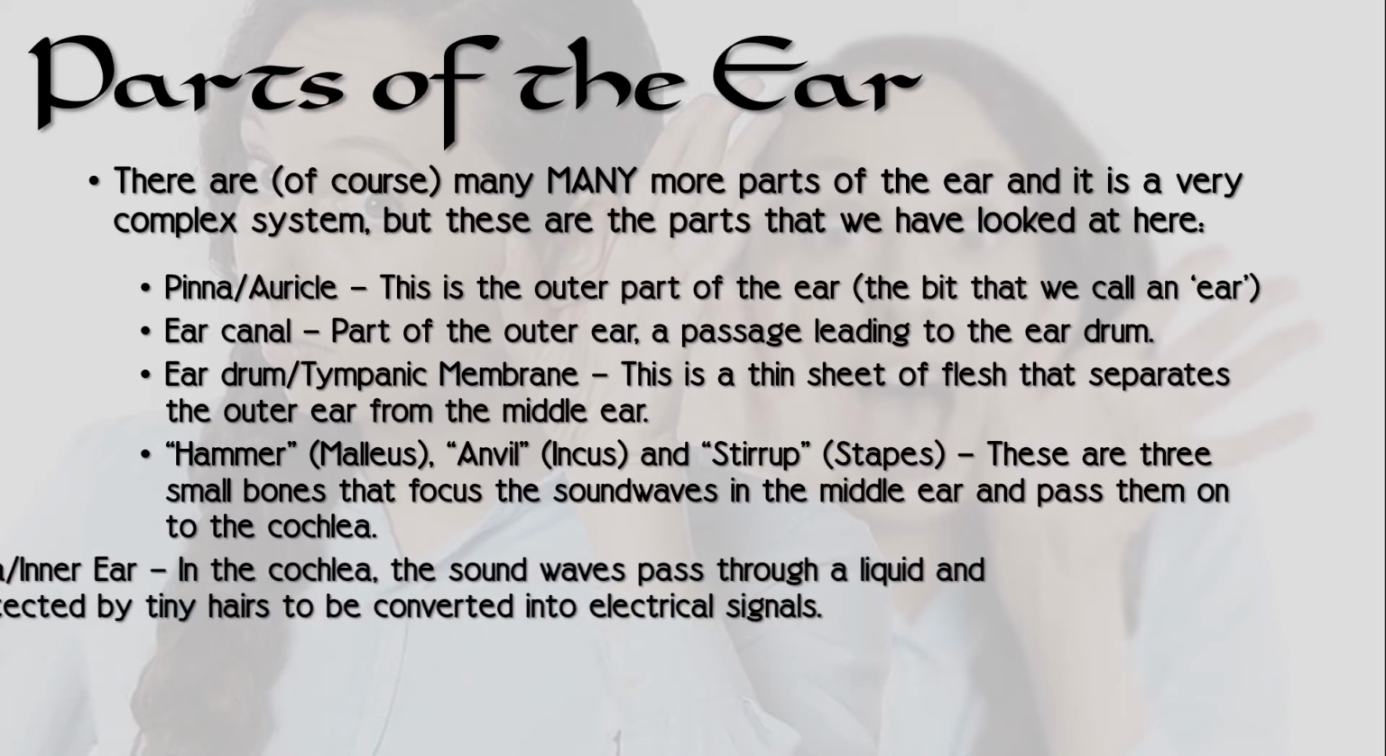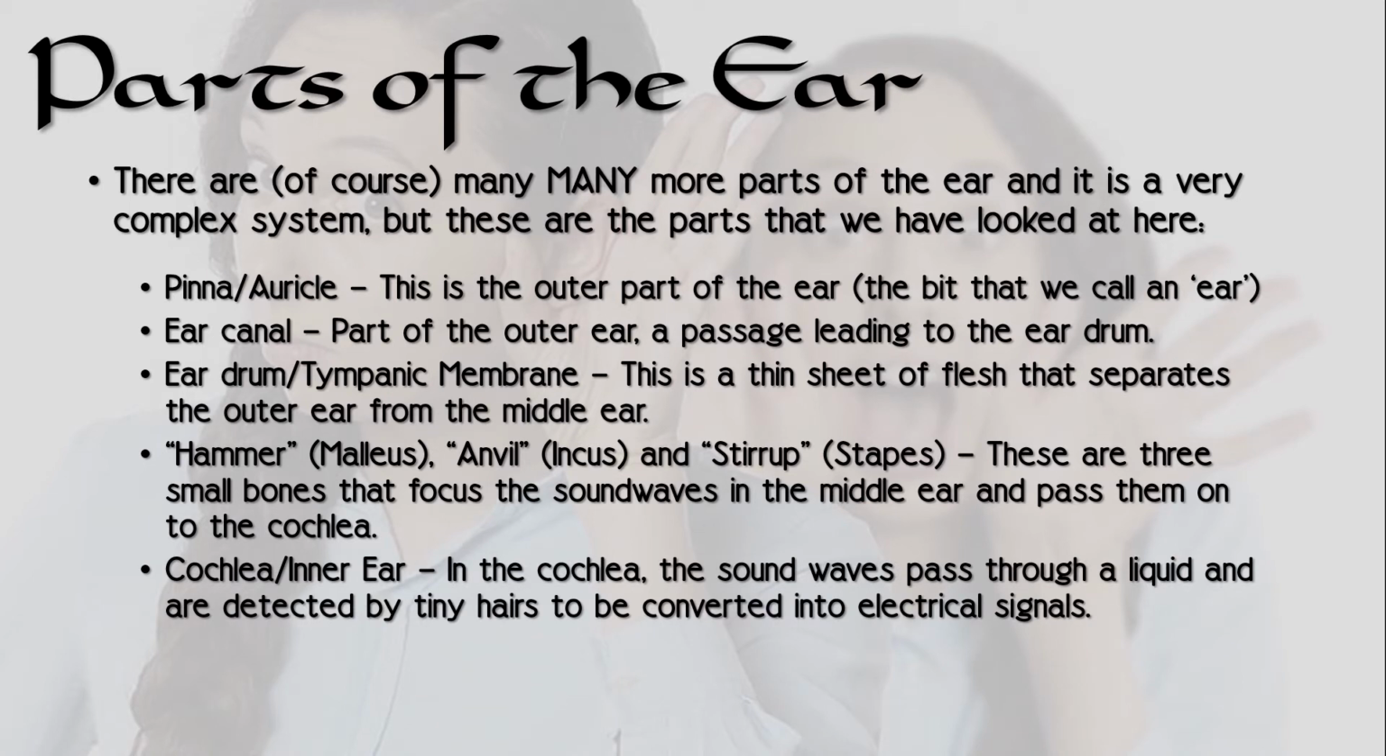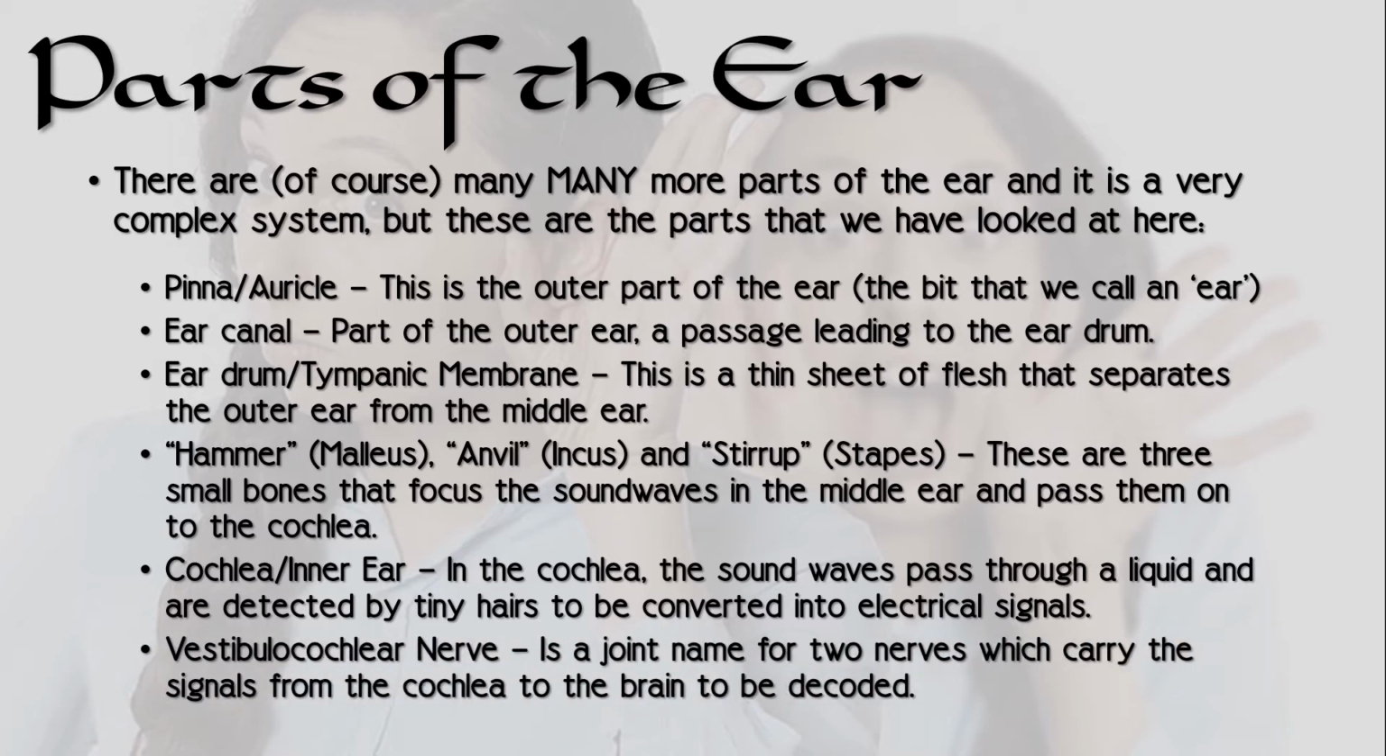on to the cochlea. The cochlea, or inner ear, is filled with liquid, and the sound waves pass through this liquid and are detected by tiny little hairs and converted into electrical signals. These signals are passed on to the vestibulocochlear nerve, and vestibulocochlear nerve is a joint name for the two nerves which carry the information from the cochlea to the brain to be decoded. And no, I did not say vestibulocochlear right first time.